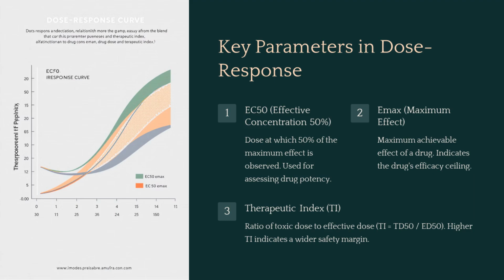Key parameters in dose response include EC50, Emax, and therapeutic index, TI. EC50 is the concentration of a drug that produces 50% of its maximum effect. Emax is the maximum achievable effect. And TI is the ratio of toxic dose to effective dose, indicating a drug's safety margin.